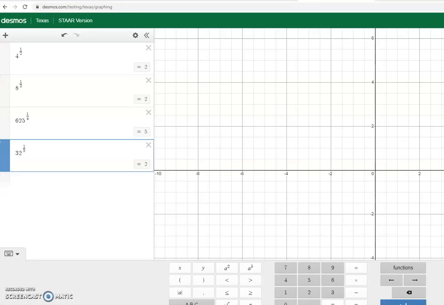I would like to conclude this lecture by showing you that those can also be plugged in on Desmos as they are, and the answers will be given to you as well. So I hope that you have learned a lot today, and this concludes our lecture on exponents that are unit fractions.